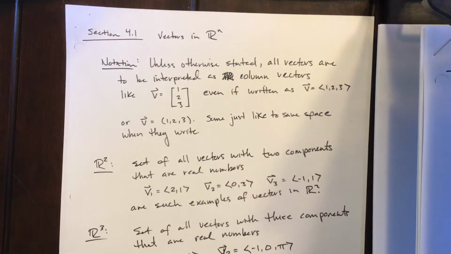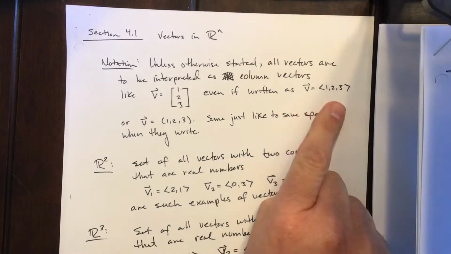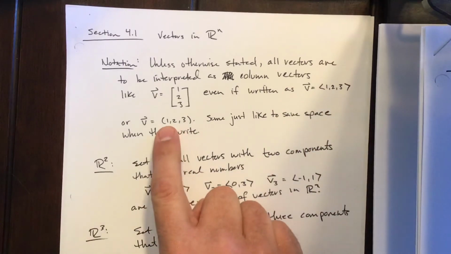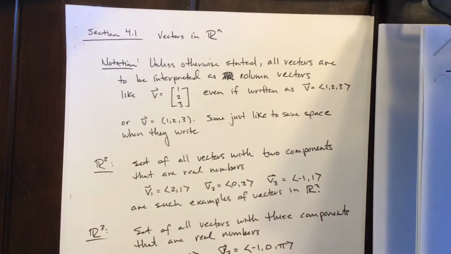Hello everyone, and today we talk about section 4.1, vectors in Rn. Now, a brief comment on notation. Unless stated otherwise, all vectors are going to be column vectors. That's even if you see it written as 1, 2, 3, horizontally or without the pointed brackets. That's just going to be to save space, and I will be guilty of that too. So just understand them to be column vectors.